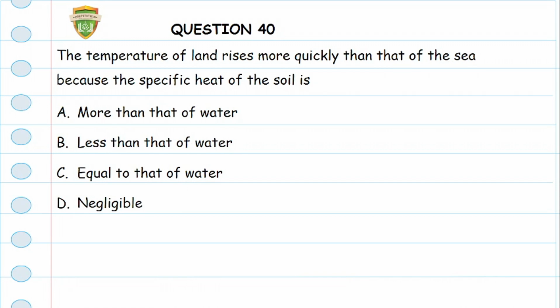So you say that, for example, on a hot sunny day at the beach, you touch the soil or you touch the sand on the beach and it is quite hot, but then you go to the water and it might be mildly warm. I am wondering, but it's the same sun that is shining over the surfaces. So this is the reason. The temperature of the land is rising more quickly because the sea has a higher specific heat than the land, or than sand in this case. So in this case, the specific heat of the soil is less than that of water, which is option B.